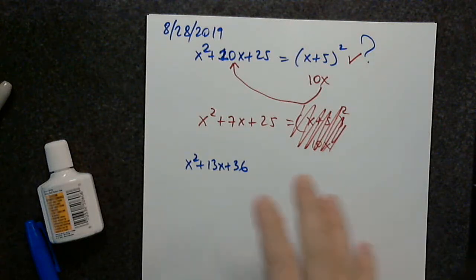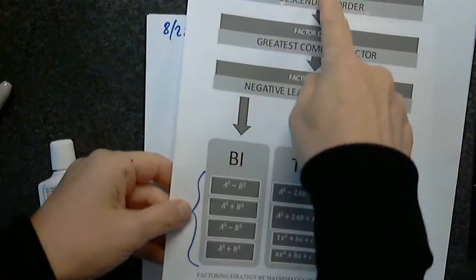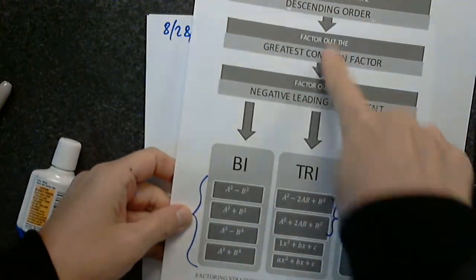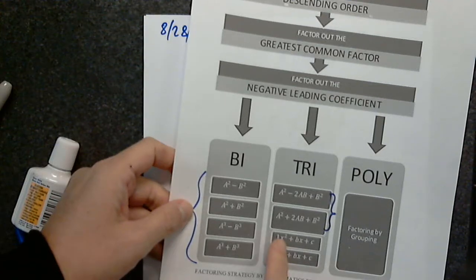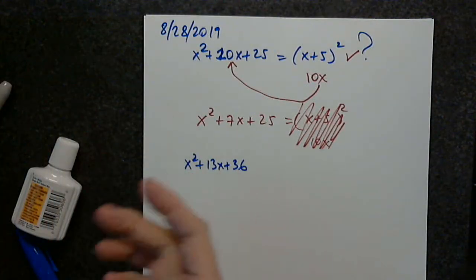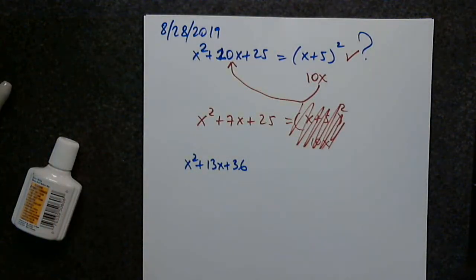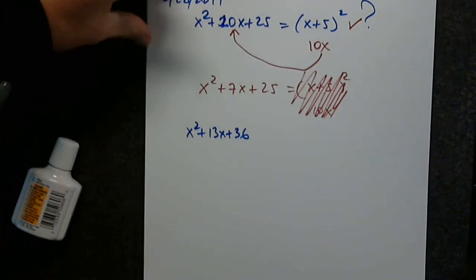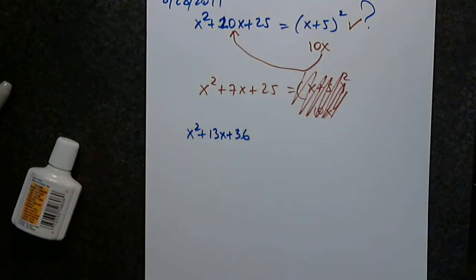Okay, first I have to identify which slice it is. Is it this one? Is it this one? Or is it this one? Yes, perfect. So it's a trinomial. Is it in descending order? Yes. Greatest common factor? No. Negative leading coefficient? No. Special product?